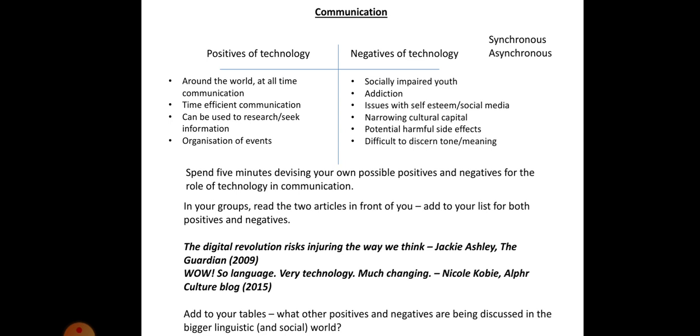Asynchronous is the idea that you are communicating at different times. Now, this might be the email exchange, as I was talking about earlier, the idea that you send an email and then you wait for an email. They're really useful because they allow people to decide at what time they want to opt into a conversation.